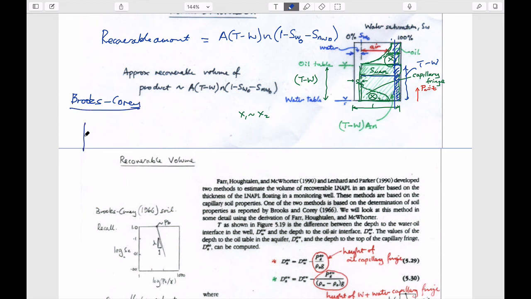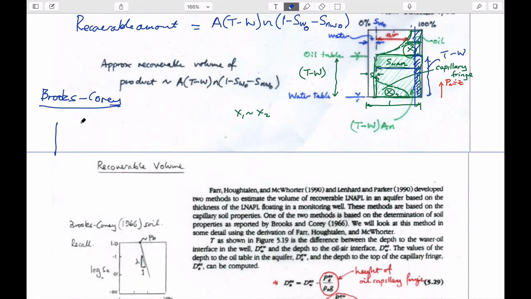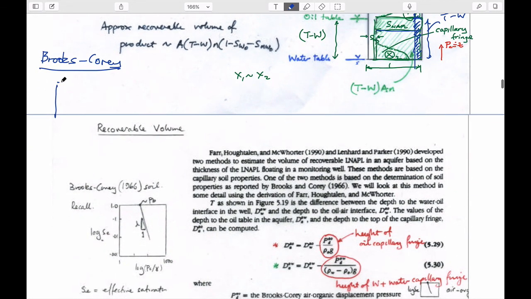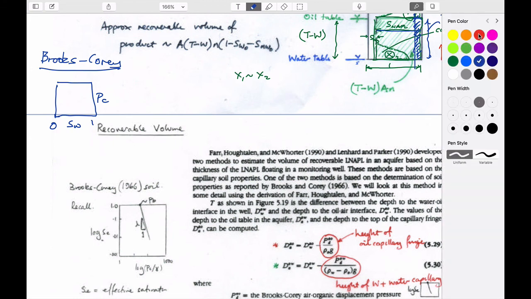And that was that we could take these individual curves that we had for capillary pressure versus saturation, and we could translate them into something that looked like this. And it was exactly the same as this figure here. Capillary pressure and with log saturation.